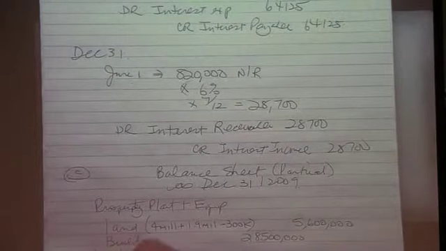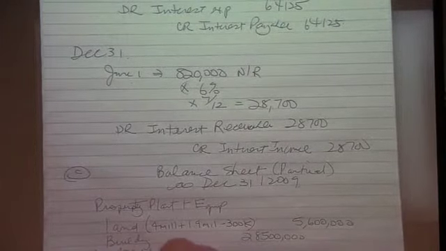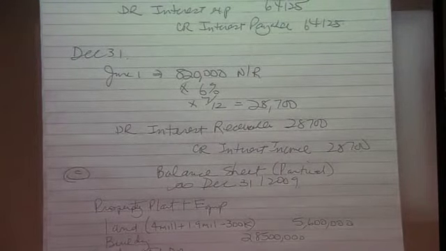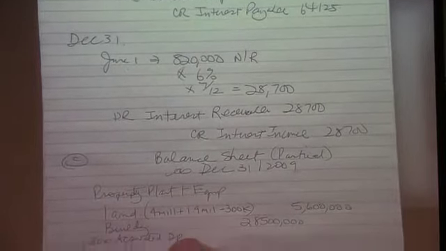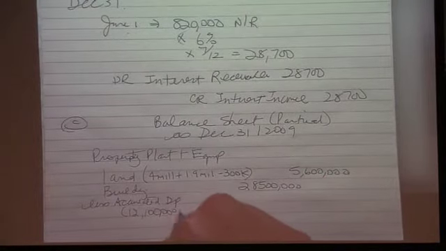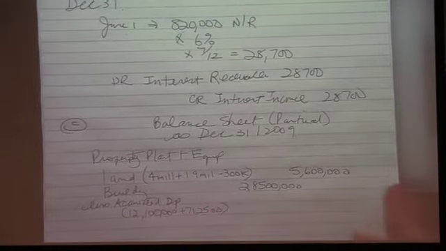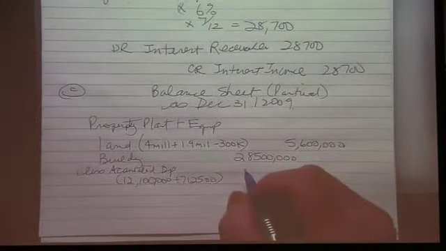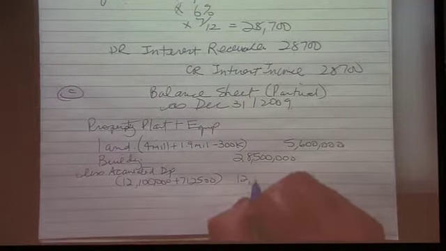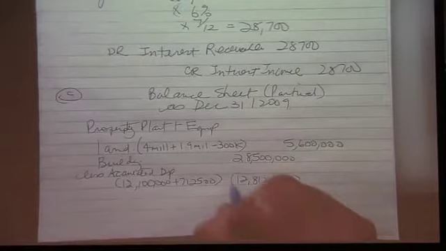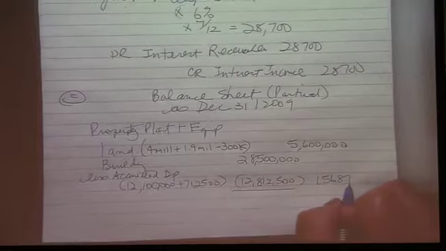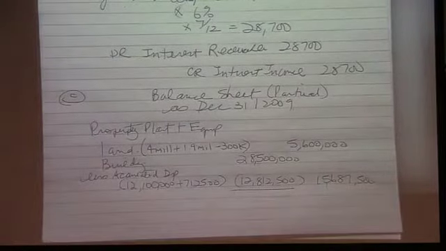And we're going to have less accumulated depreciation. That accumulated depreciation for the building would have been the $12,100,000 plus the depreciation expense of $712,500. And that would be the accumulated depreciation of $12,812,500, and that will give us a net book value of $15,687,500.